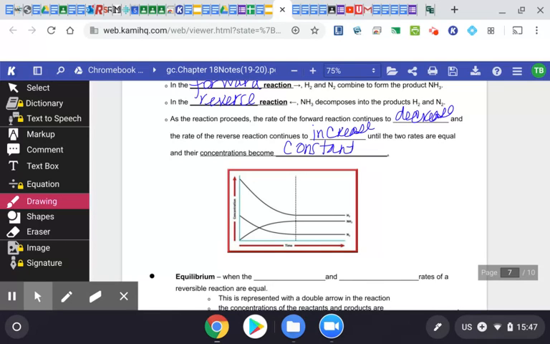So in the very beginning, we have a lot of nitrogen and hydrogen, and we have zero ammonia. We haven't made any product yet. Now, nitrogen and hydrogen react to make the ammonia. And as they're reacting to make ammonia, the ammonia concentration is increasing. And eventually that ammonia is going to start breaking down and making hydrogen and nitrogen. And their rates become constant. So that is what equilibrium is. When the rate of the forward reaction and the rate of the reverse reaction become equal, and we have this constant concentration occurring.